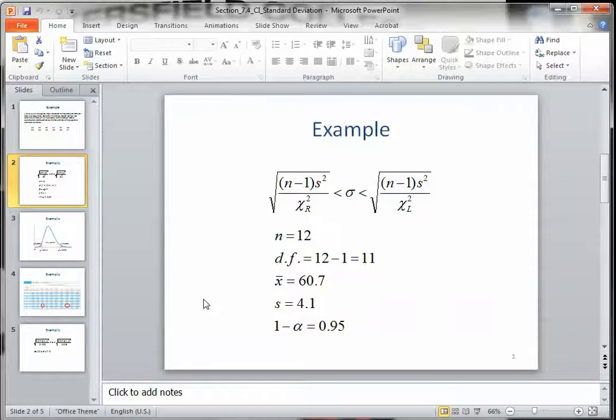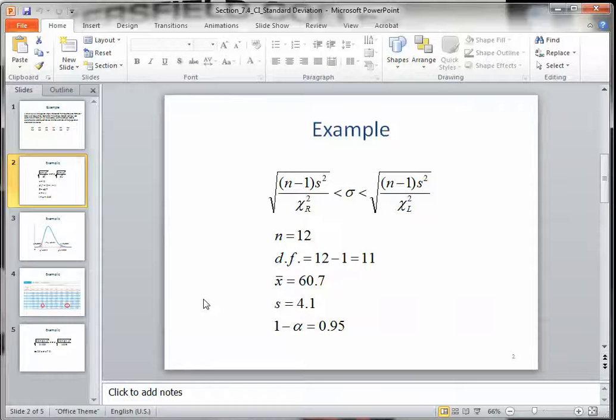So here's the formula that we need to use. And from the question, we already know a couple pieces of information. First, n is equal to 12, and the degrees of freedom can be calculated by n minus 1, which equals 11. And then from those 12 observations, you can use your calculator to find the sample mean x bar and also the sample standard deviation s. If you forget how to do that, just go back to chapter 3 and look at the instruction there.